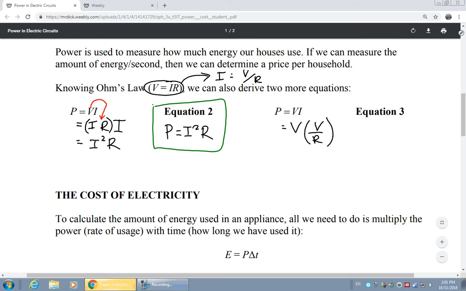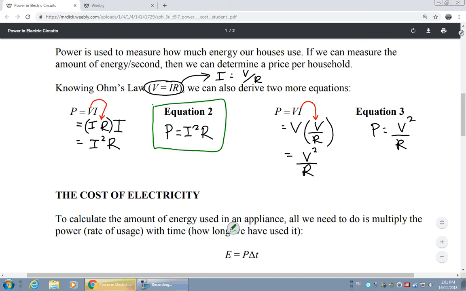And again, the idea is that I've just taken this current of I and replaced it with something that equals the same thing. But now again, you can see that voltage is multiplying by voltage again. And so we get V squared, and then if we divide that by resistance, we'll get the power. And so this leads us to a third version of the equation. So we can say that P is also equal to voltage squared divided by resistance.